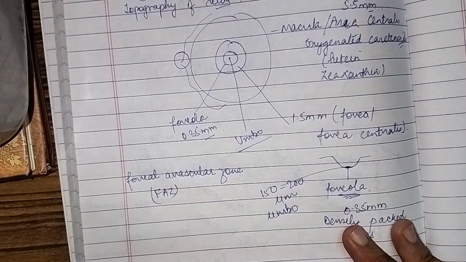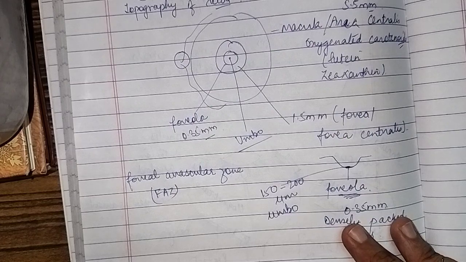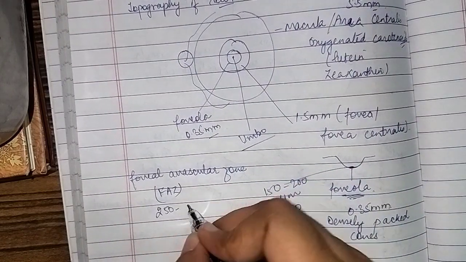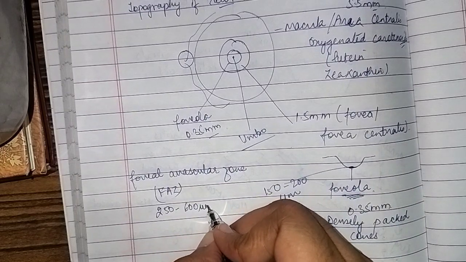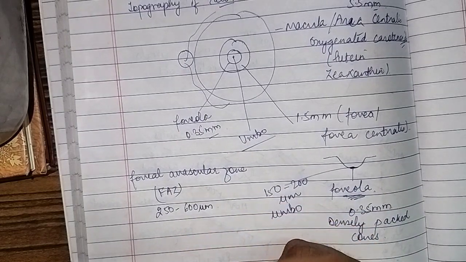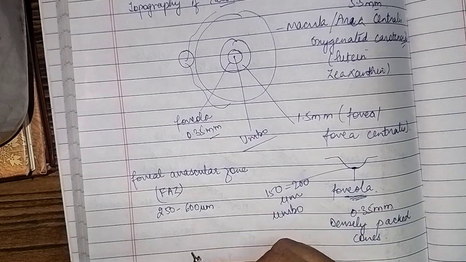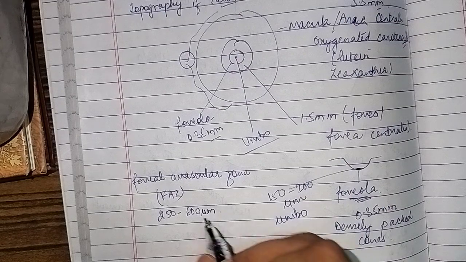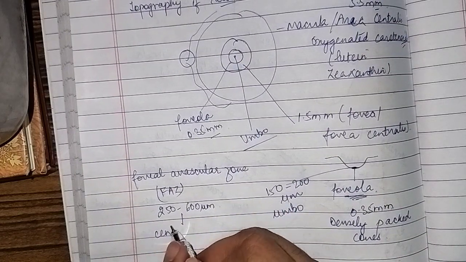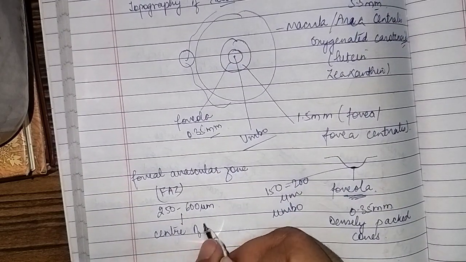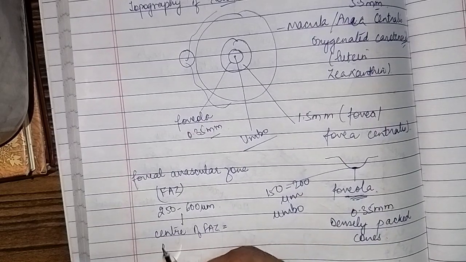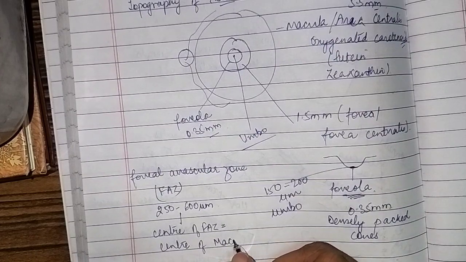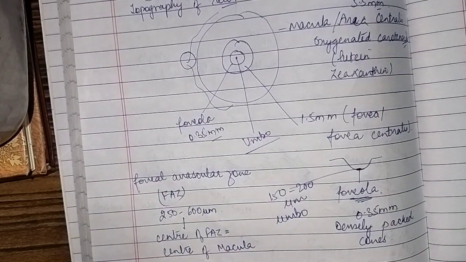Okay. Now the diameter of this avascular zone, it ranges from 250 to 600 microns or greater. Now, what is the center of the foveal avascular zone? It is the center of the macula and thus the point of fixation. Center of FAZ equals center of macula.